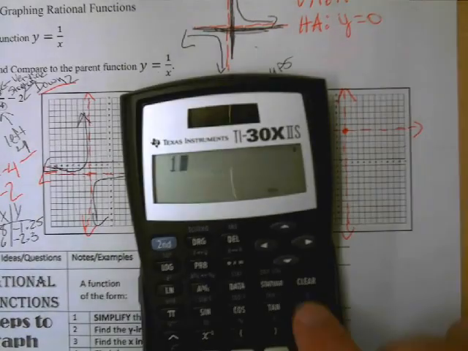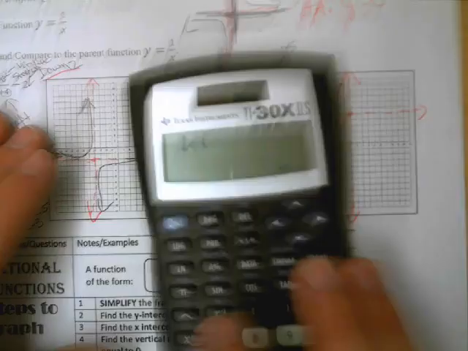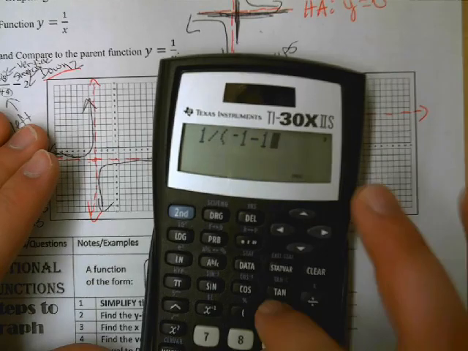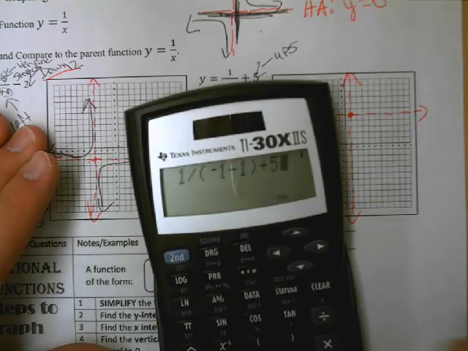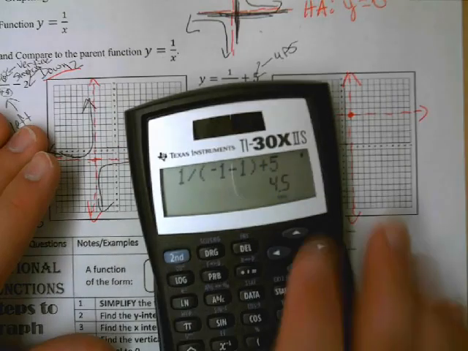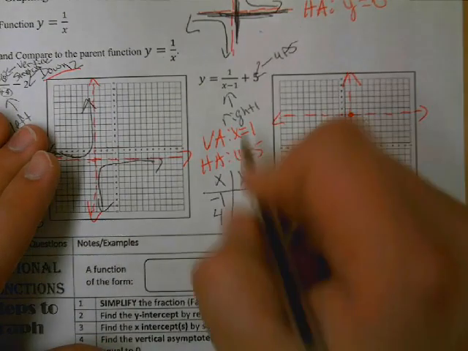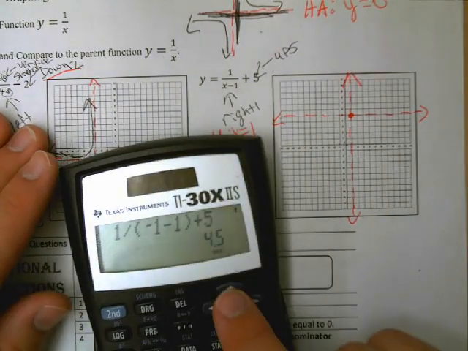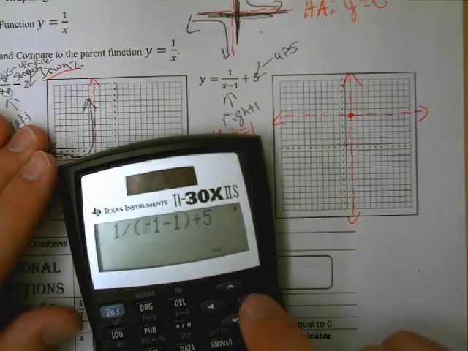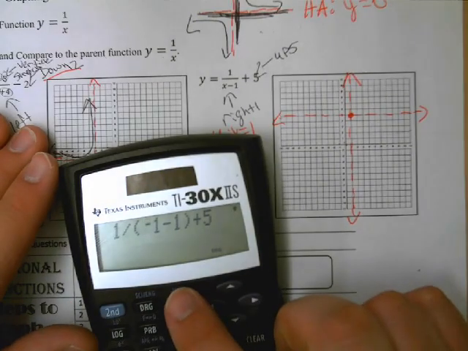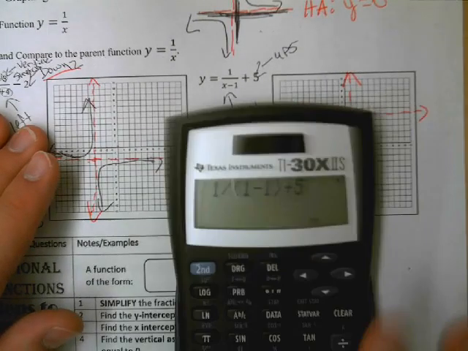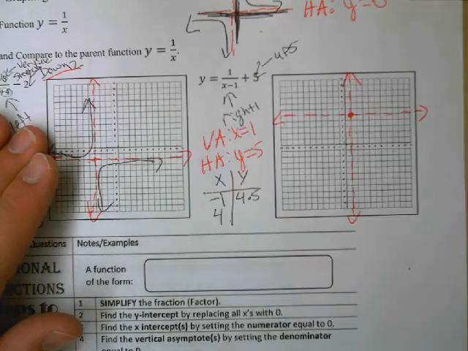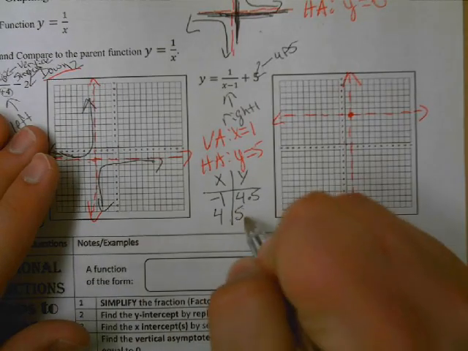1 divided by, now I have to remember that parenthesis, -1 minus 1. Close the parenthesis. Add 5. And that gets me positive 4.5. Now, remember I can just hit this up key, and that gets me back into our original equation, so we don't need to type it all out. Hit the delete button there, and then plug in a positive 4. And I get 5.3 repeating.